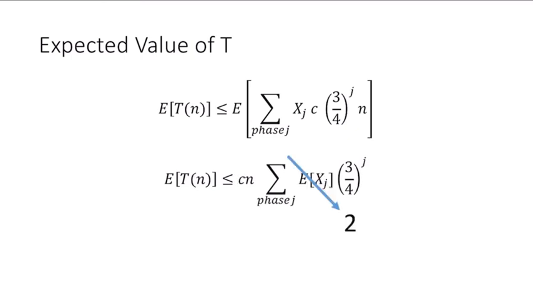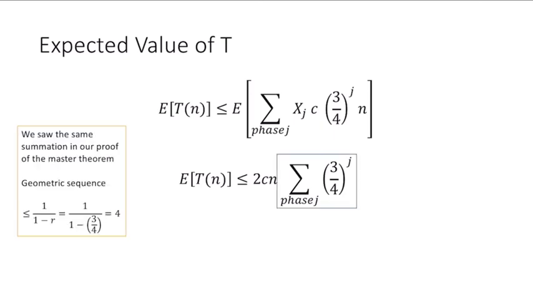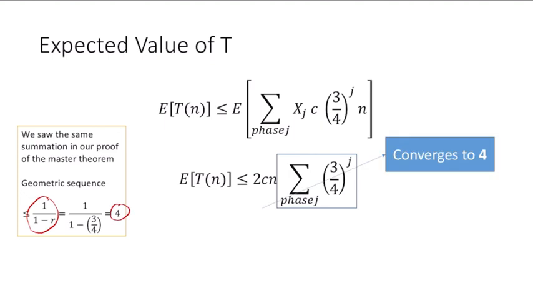And when you plug 2 into the equation, it doesn't depend on j, so I can just pull it out. So I've got 2cn times the summation of (3/4)^j. Well, this quantity here is something we've seen before also. When we were looking at the master method, we saw that that's a geometric sequence, and whenever this ratio, that was the ratio of a over b to the d power, if you remember, whenever it's less than 1, the sum evaluates to being less than or equal to 1 over 1 minus r. Well, when you plug in 3/4 for r, you end up with 4. So that just converges to 4.